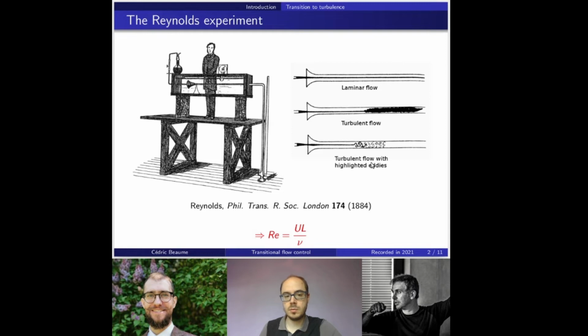This number is now called the Reynolds number and involves the characteristic velocity for the flow times a characteristic length, which could be the pipe diameter, divided by the kinematic viscosity of the fluid.